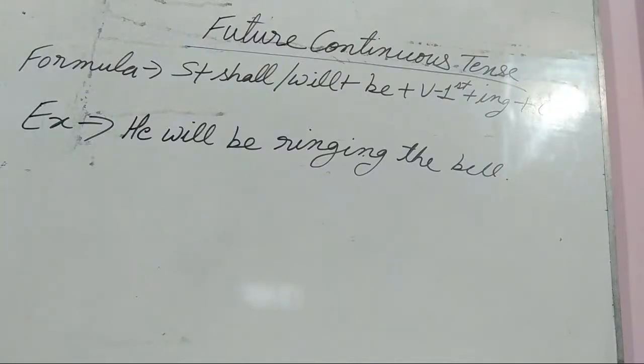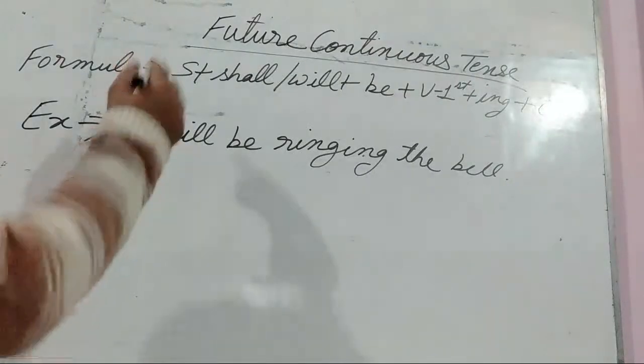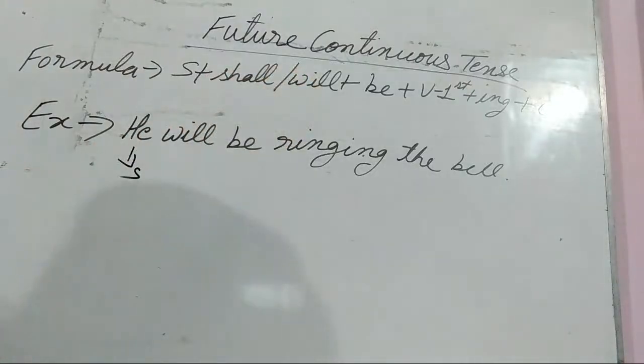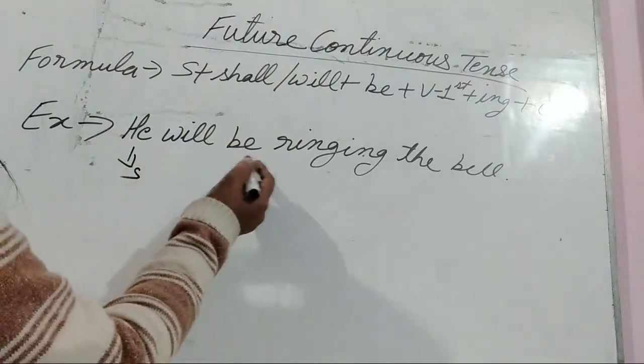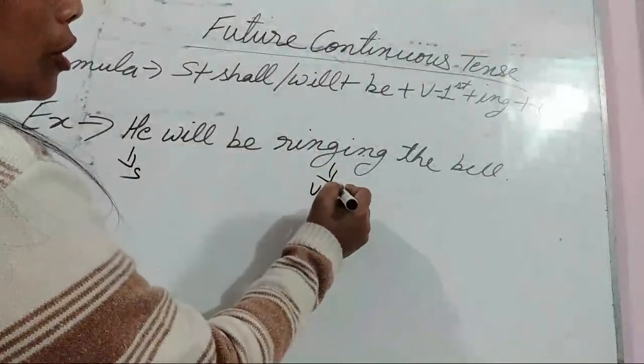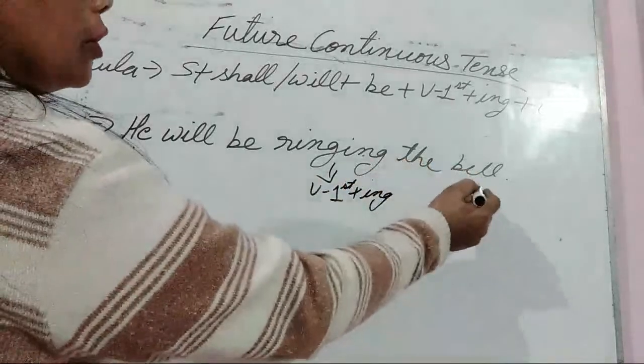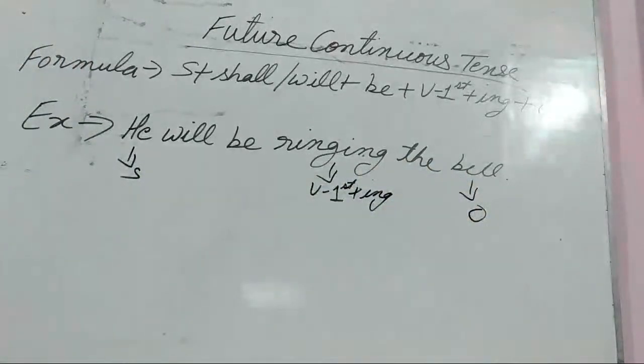Okay, this is the example related to the future continuous tense, and according to the formula you can see he is the subject. Will or shall we place according to the subject written over here. Be. Ringing is the verb of first form plus ing, and bell is the object. So according to the formula, that is subject plus shall or will plus be plus verb first form ing plus object, the example related to it is he will be ringing the bell.